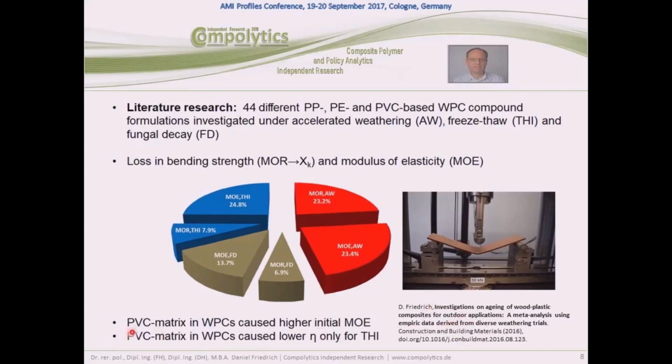that PVC matrix in WPCs caused higher initial MOE values, so this is leading to a stiffer material in contrast to polypropylene and polyethylene based matrix. And PVC matrix in WPC caused a lower nu factor for the frost thaw cycling degradation. So obviously PVC is a better matrix material when it comes to high impacts from frost thaw in practice.